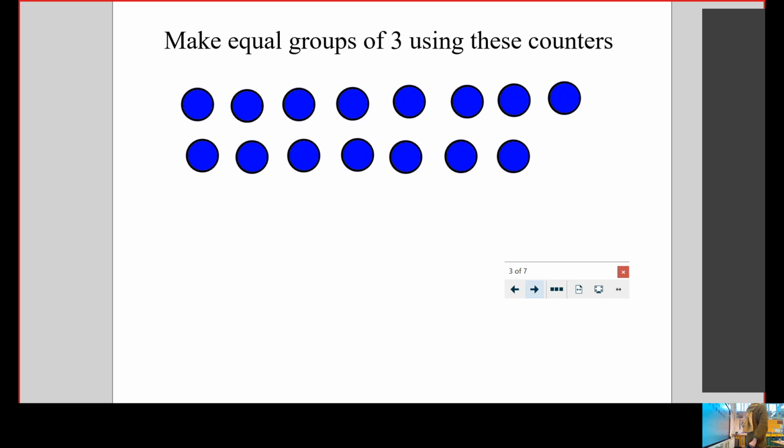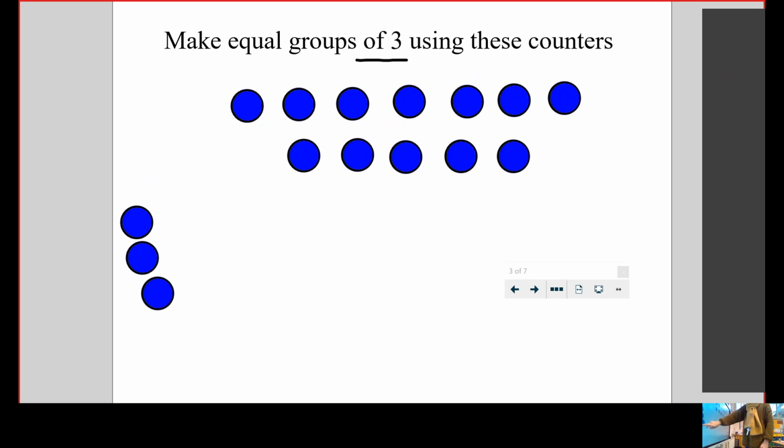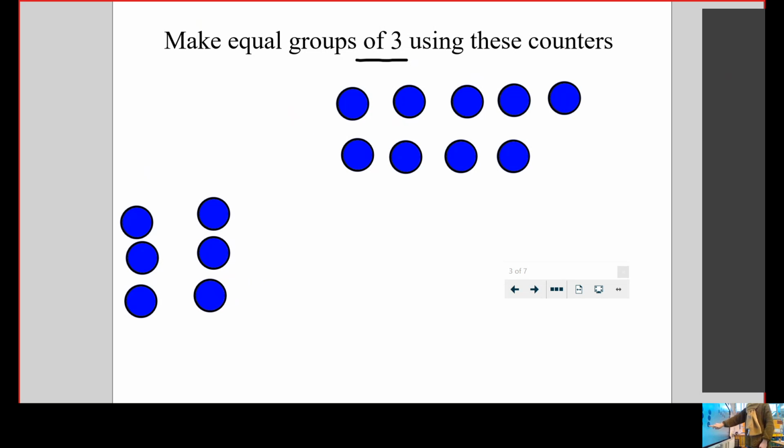Okay, let's have a look at our next example. Now we're being asked to make groups of 3. So we need to group our counters into 3s. This time I'm going to drag them. So I need to do 1, 2, 3. 1, 2, 3.